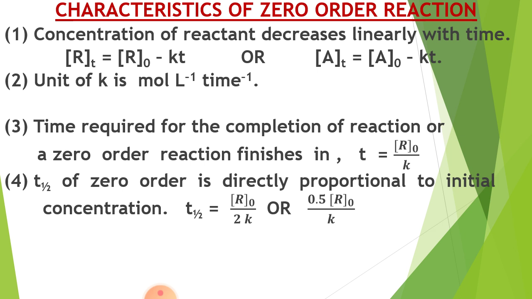The unit of the rate constant k, I have told you. Again here, we can know about this: mole per liter, time inverse. Again, time may be seconds, minutes or years. Third property: the time required for completion of a zero order reaction is t equal to R naught by k. So for the time of completion, you can find the time by this equation. You have to know about k. k can also be calculated by R naught minus R divided by t.